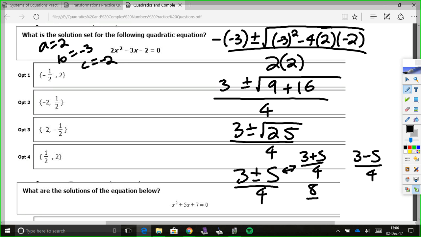3 plus 5 is 8. 8 over 4 is going to be 2. 3 minus 5 is negative 2. And negative 2 over 4 is negative 1/2. Or negative 0.5. So negative 1/2 and 2 are the answer.